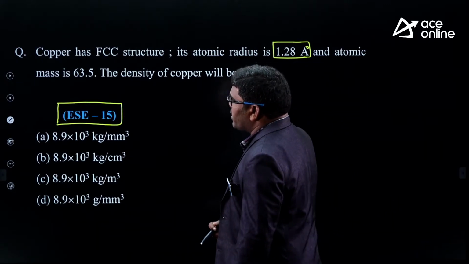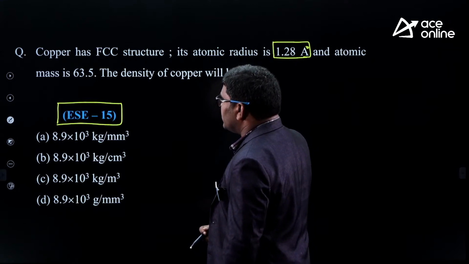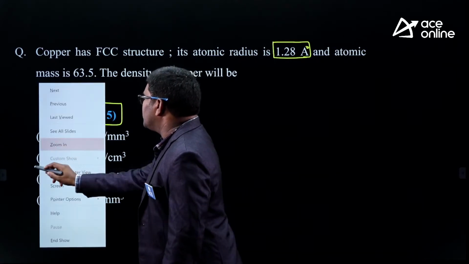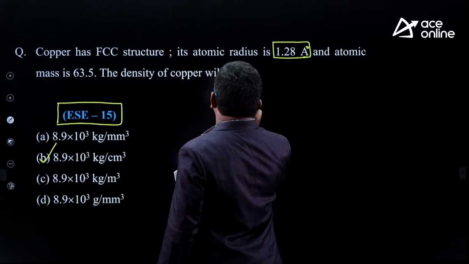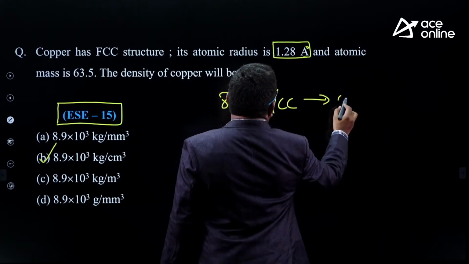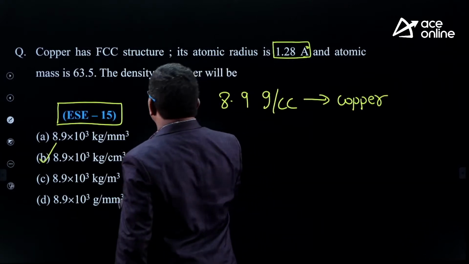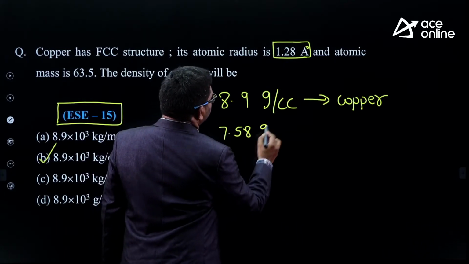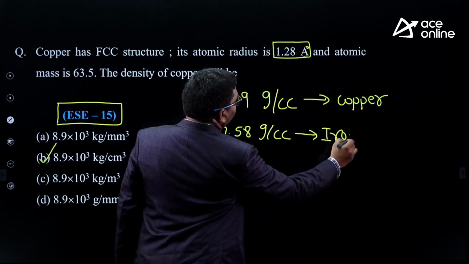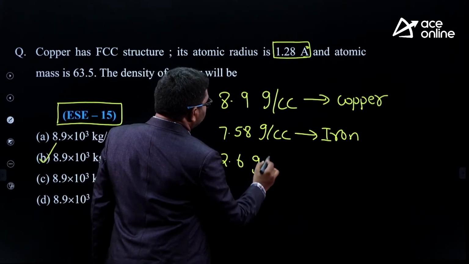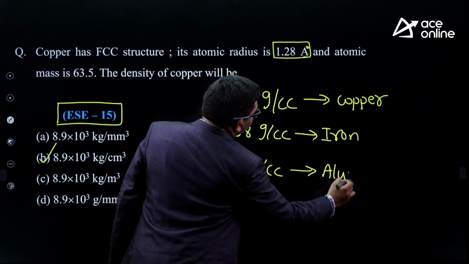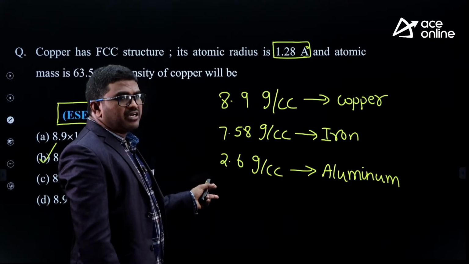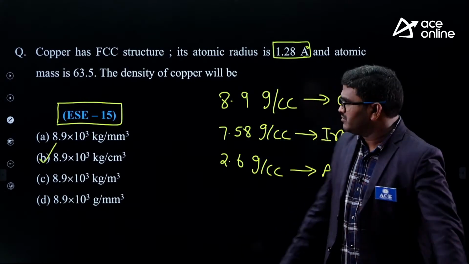Now see here, copper density is actually 8.9 grams per cc, but here kg is given. Let us take 7.58 grams per cc for iron, and 2.6 grams per cc for aluminium. Now if you observe carefully, grams per centimeter cube: 8.9, 7.5, 2.6 like that.